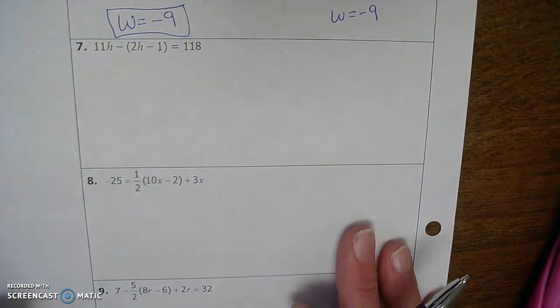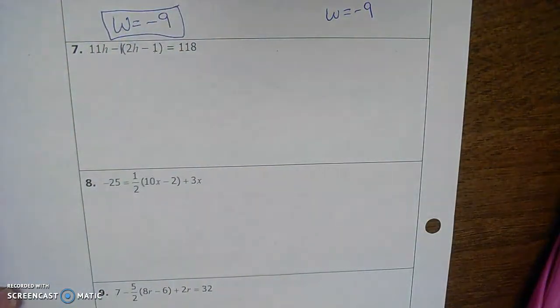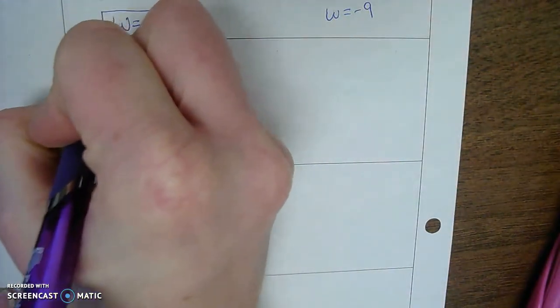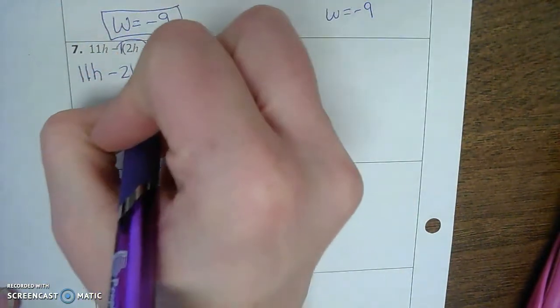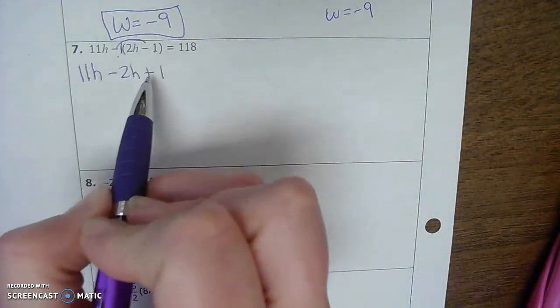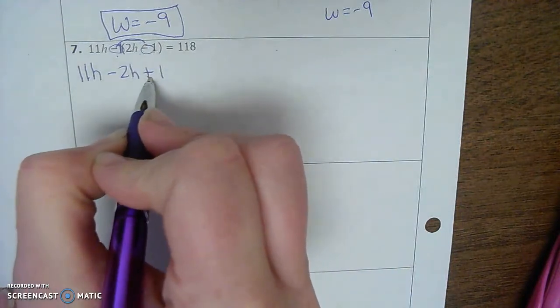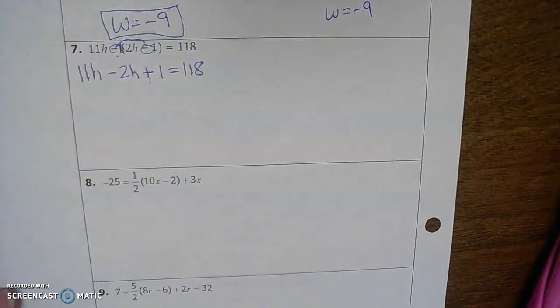Number 11, it looks like we don't have anything to distribute, but again, if it helps you to put the 1 there, do that. Otherwise, you're basically distributing a negative sign. So 11H minus 2H, negative 1 times 2, and then this would be plus 1. You have a negative 1 and a negative 1 makes it a plus 1. If you have a minus here and a minus here, it changes to a plus. Equals 118.